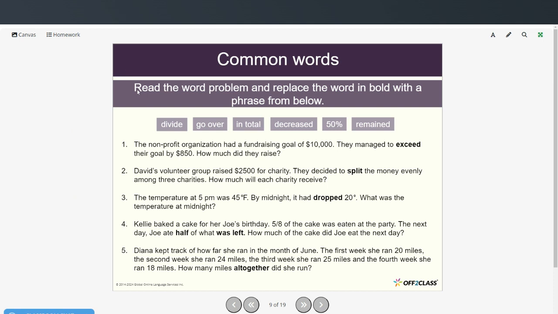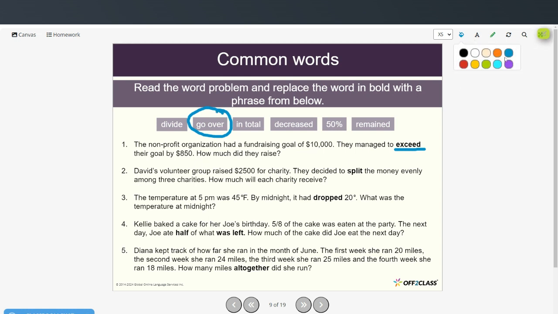All right, so now read the word problem and replace the word in bold with a phrase from below. Again, you can pause the video, try these on your own, and then restart when you're ready to check your answers. So the nonprofit organization had a fundraising goal of $10,000. They managed to exceed their goal by $850. How much did they raise? So here, exceed could be replaced by go over. They managed to go over their goal.